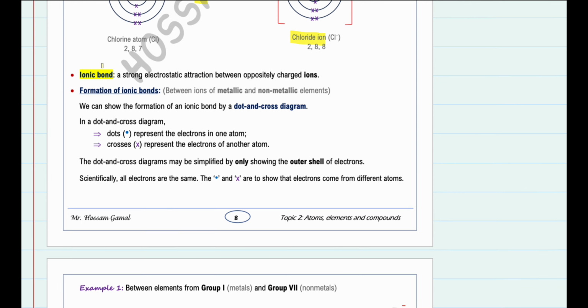An ionic bond is defined as a strong electrostatic attraction between oppositely charged ions. In the exam, you'll be asked to draw a dot and cross diagram, and we use dots to represent the electrons from one atom and crosses to represent electrons from another atom. Scientifically, all electrons are the same, but we use dots and crosses to show that electrons come from different atoms. Sometimes we simplify the diagram by drawing only the outer shell electrons.